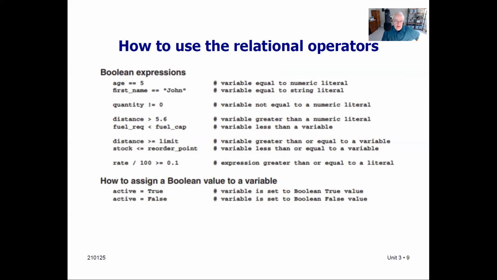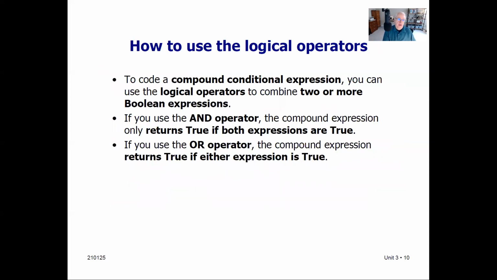So just realize that these Boolean expressions, because they're Boolean expressions, are going to either be true or false. So is the age equal to 5? Is the first name equal to John? Is the quantity not equal to 0? Think of it like that, because the value is going to be true or it's going to be false, one or the other.